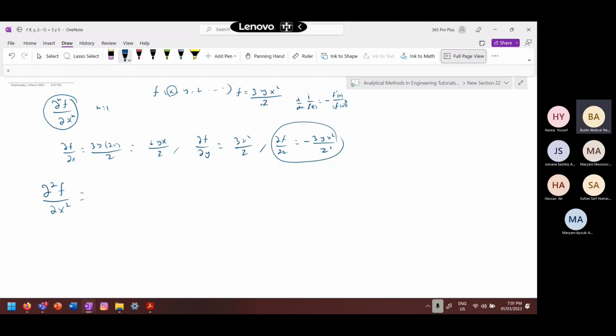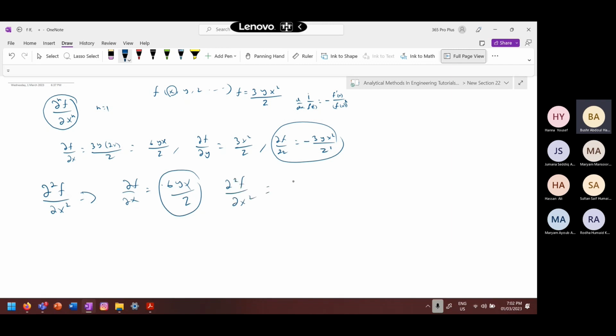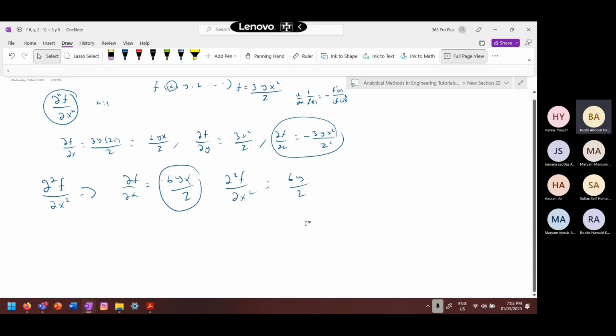Okay, now let's do this. This number 2 means that you will operate or differentiate twice for the same function. So the first time we'll have partial x of this one, it will be 6yx over z. Now we need to do partial differentiation again for this one. So you will have partial square f over partial x squared is equal to 6y over z. Okay, that's the basic concept.